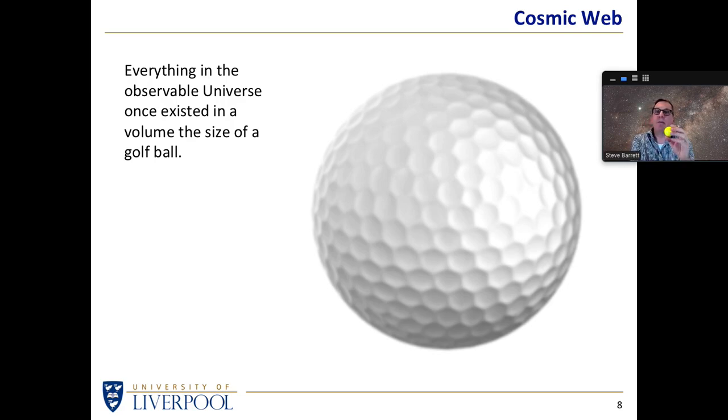It's rather mind-boggling to try and imagine all the stuff that is currently in the observable universe ever existing on such a small scale. But, as best we can tell, that's the way it was. And I like to think of this as a golf ball, not only because of that being roughly the right size, but because a golf ball has dimples in it.